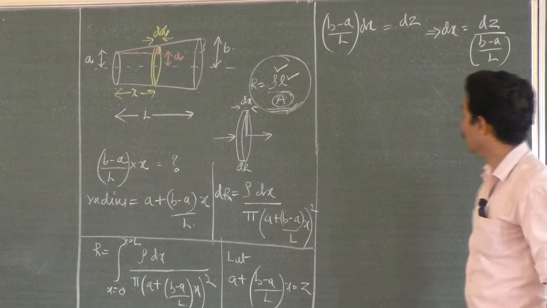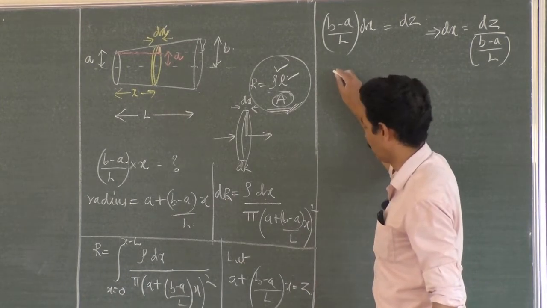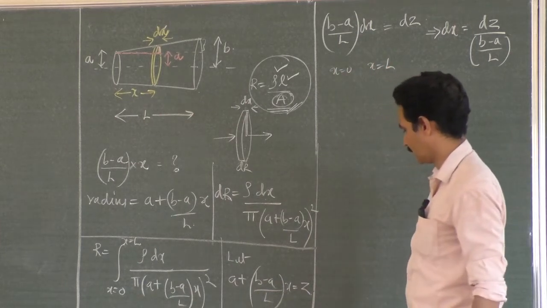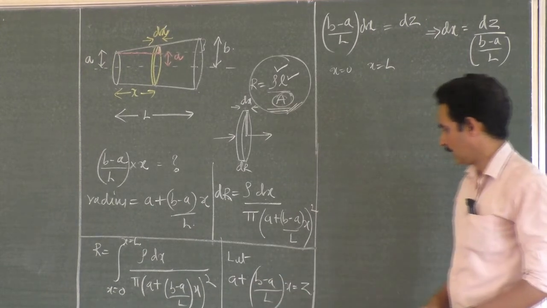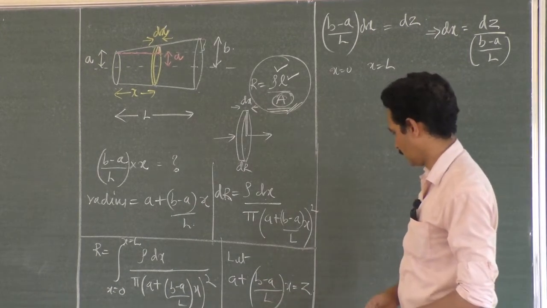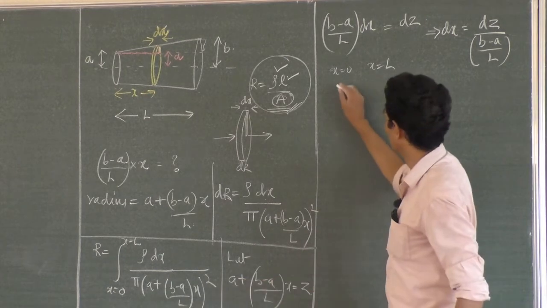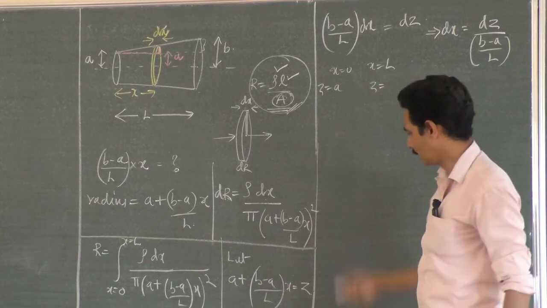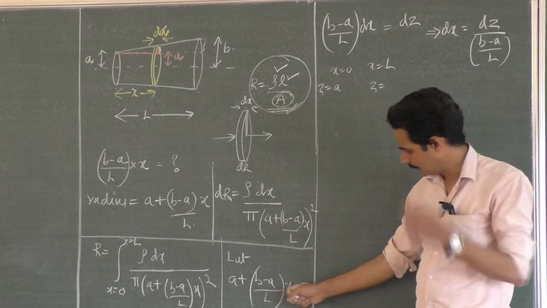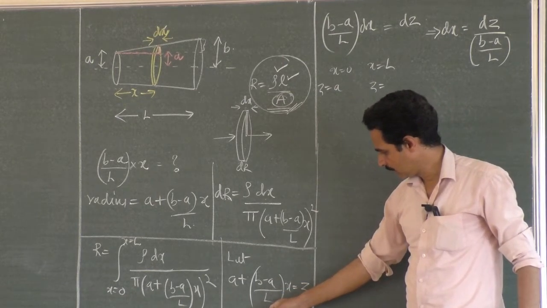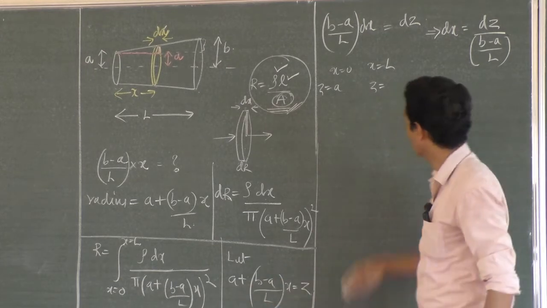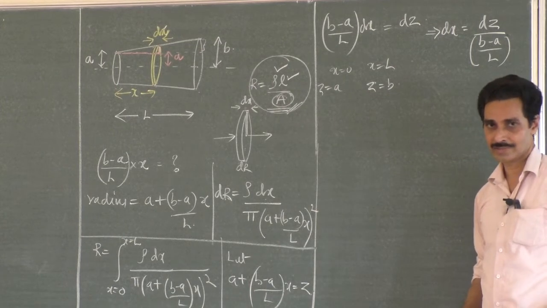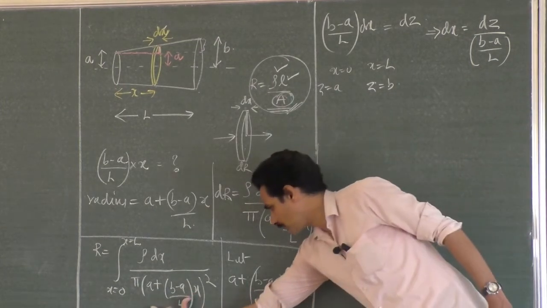Because when the integration limit starts from x equal to 0 to x equal to L, what happens to this term when you take it as z? When x is 0, z is a. So z equal to a is one limit, and what about the other? When x equal to L, L by L gets cancelled, then you get a plus b minus a, so you get b. So z equal to b. So you have to change the limits from z equal to a to z equal to b, from x equal to 0 to x equal to L. Hope you have followed.